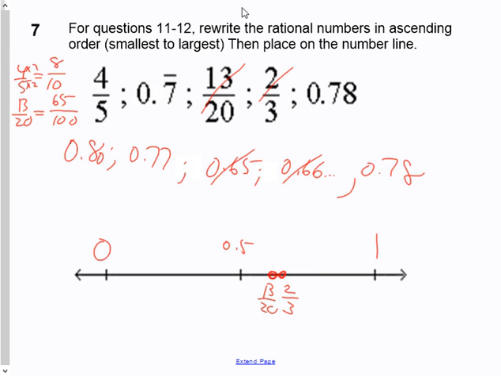0.77 is next, so I'm going to put that one here maybe. 0.77, oh, sorry, 7 repeating. Like that. That one's done. 0.78 right next to it. I'm running out of room on that side, so I'll just do it there. And that one's done. And then finally, 4/5, which we'll put here. And that is placing all of those on a number line to show their value in relation to each other.